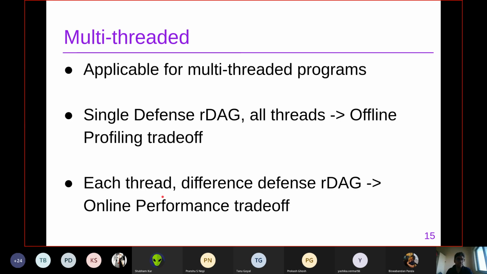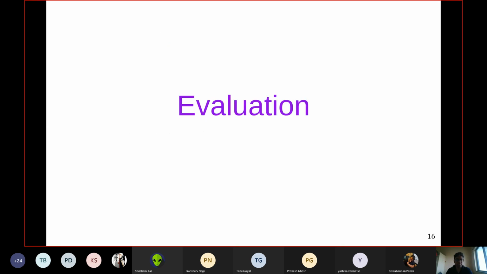In the other case, where each thread can get a different defense RDAG, we'll actually save some overhead in the offline profiling trade-off. So we don't have to consider all the threads together. We can actually profile each thread individually. But during the online performance, it does increase the number of fake requests. Each thread will have a different shaper output, which could increase the number of fake requests.